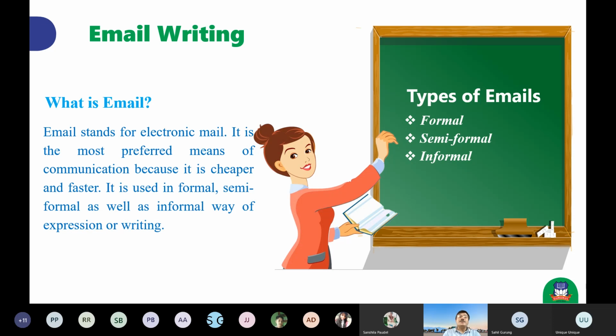So, email writing. Types of emails first: formal, semi-formal, and informal. Generally, emails are of three types. Formal emails are official or for business purposes, or for some application. Mostly the emails are semi-formal. And informal emails are among very close, intimate ones. So let's talk about what an email is in short.